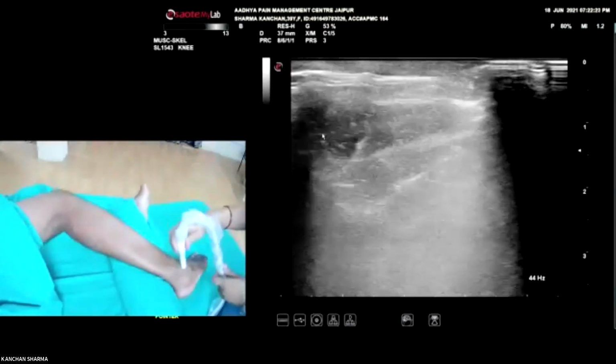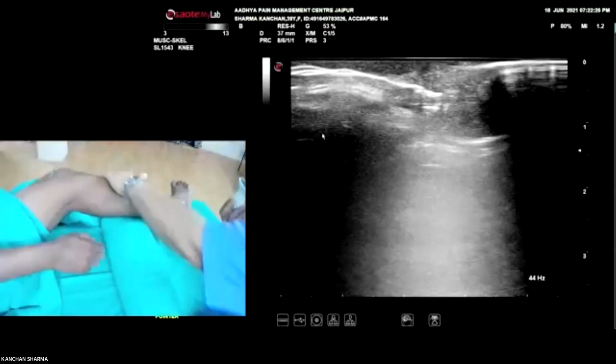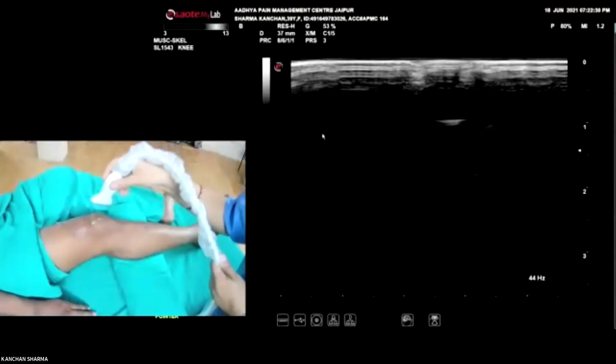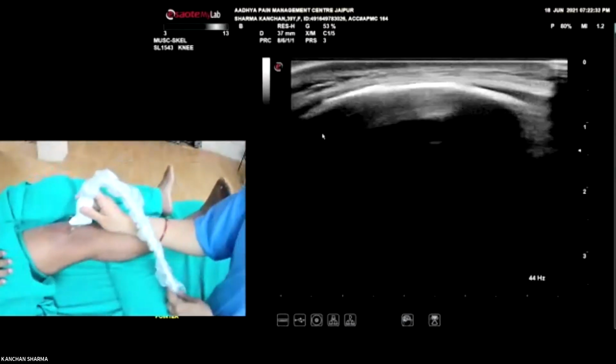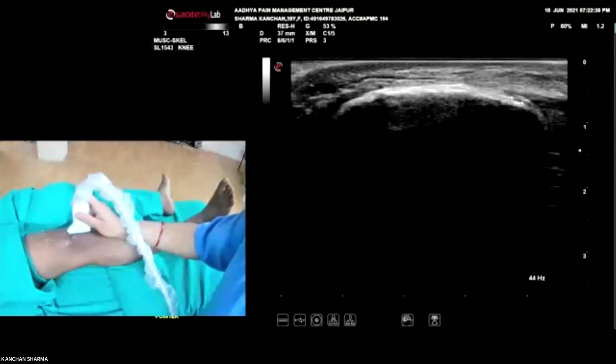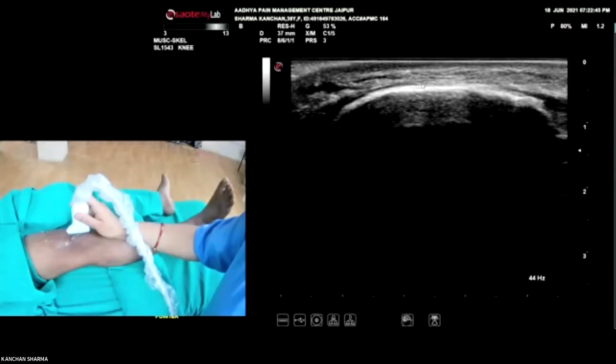Now have a look at the nerve and the blood vessels. And if you want to see the bursa, before that, let me show you how the bone looks. So I'm putting it over the patella. See, this is the bone. I am able to see only the hyperechoic thing. I'm not able to see anything beneath that. So this is how the bone is going to look. And the bursa, like we have the prepatellar bursa, is there in the subcutaneous plane.